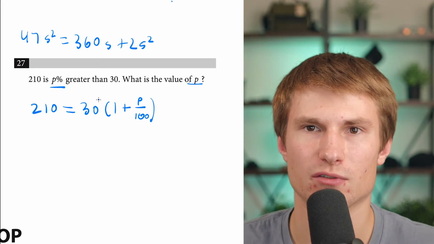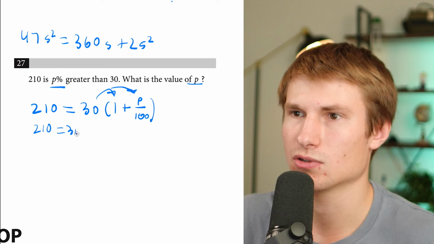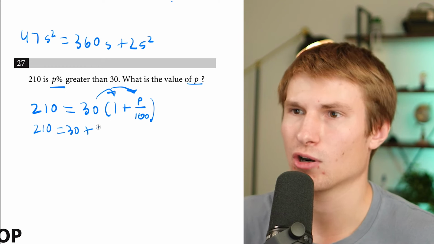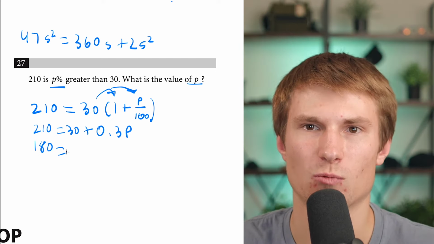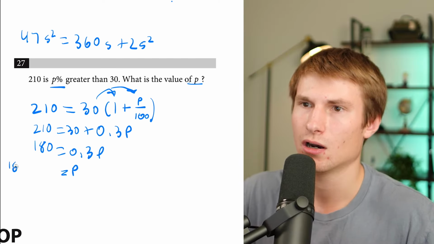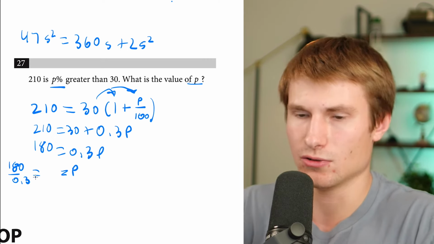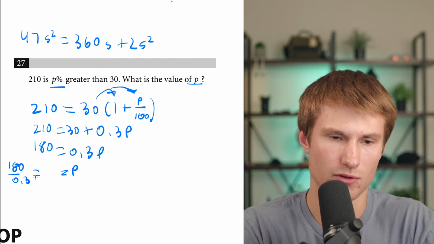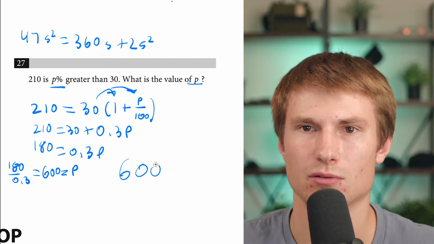Now from here, we got to solve for p. We distribute our 30 to this and this. That'll give us 210 is equal to 30 plus 30 over 100 is 0.3 p. We'll go ahead and subtract 30 from both sides. 180 is equal to 0.3 p. Divide both sides by 0.3. 180 divided by 0.3. We'll go ahead and put that in the calculator, see what we get. 180 over 0.3. That'll give us 600 as the value of p. Okay, so 600 be our answer there for the value of p.